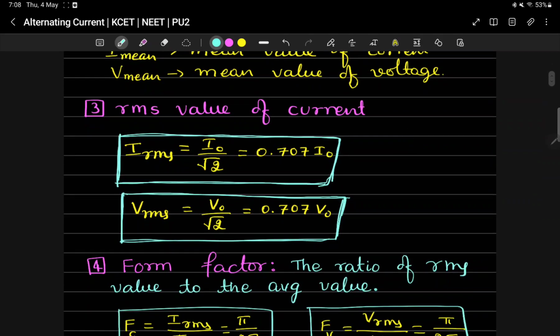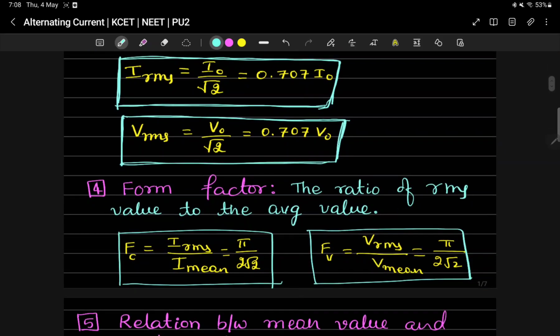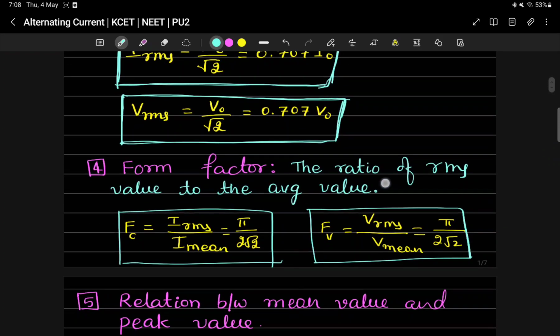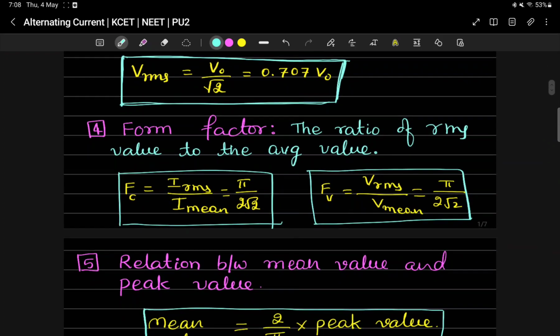Then the RMS value of current. I RMS = I₀ by root 2, that is 1 divided by root 2, whose value is 0.707. That is applicable for voltage also. V RMS = V₀ by root 2, that is equal to 0.707 V₀.